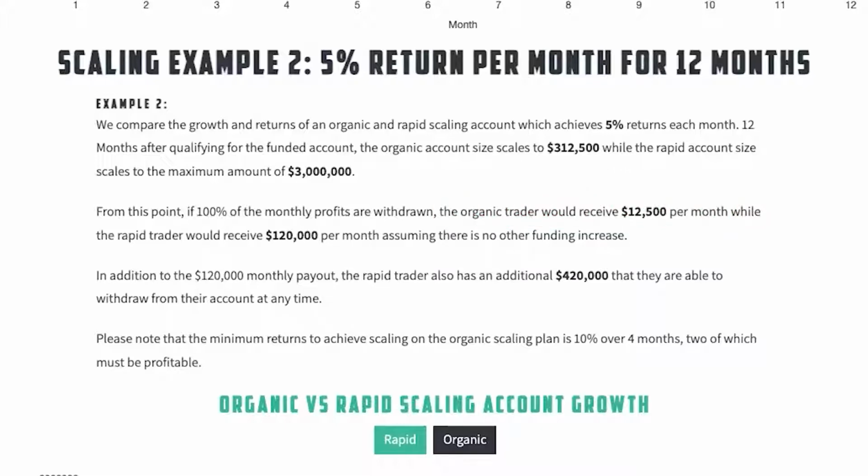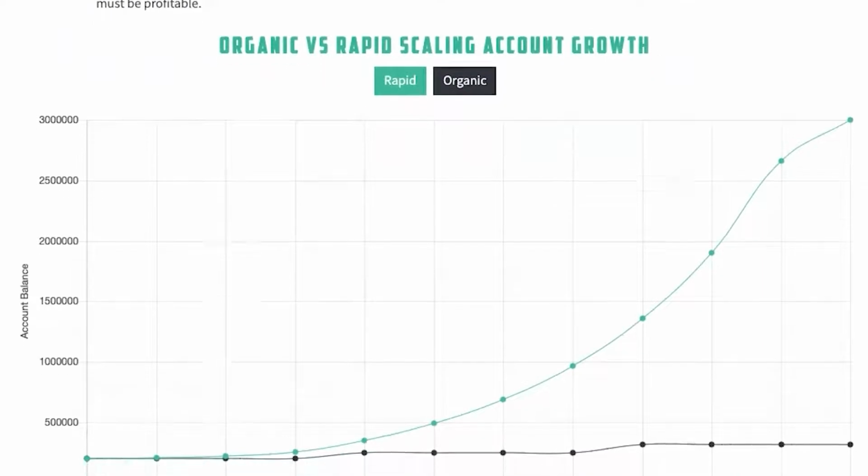In addition to the $120,000 per month, which is $107,500 more than the person doing the same trades on the organic plan, the person on the rapid plan has an additional $420,000 accumulated in their account that they can withdraw at any time. So what that looks like from a graph perspective is like this.